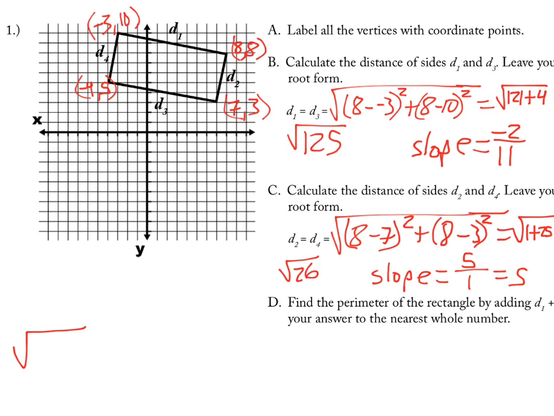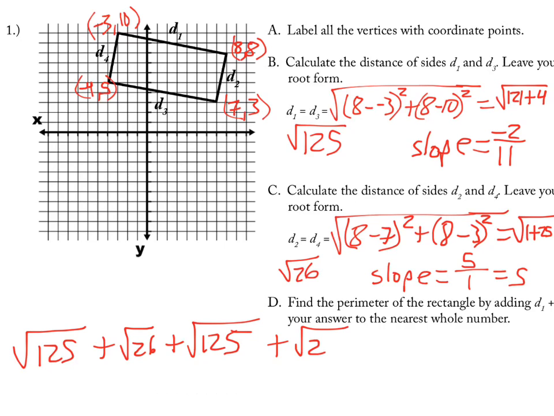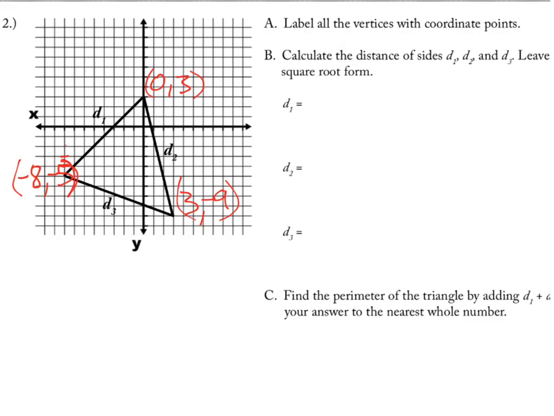Once you have those, you add up all the sides. D1 is the square root of 125. D2 is the square root of 26. D3 is the square root of 125, just like D1, and D4 is the square root of 26, just like D2. When you add all that up and round to the nearest whole number, you get about 33. And there you go, that's the entire first one. It takes a little bit of work and writing things down, but you get the hang of it after a while.